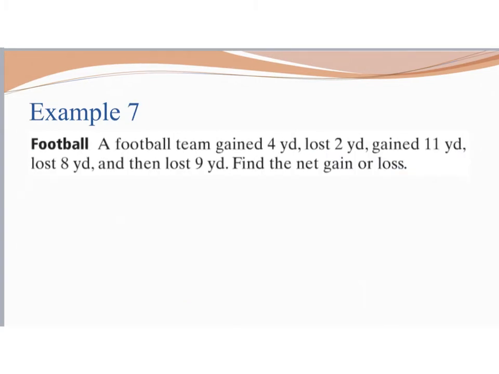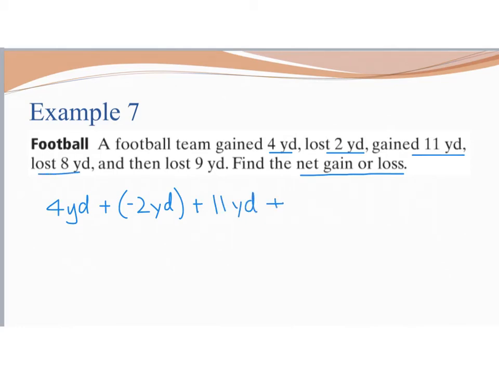Likewise, with example 7, it says a football team gained 4 yards, lost 2 yards, gained 11 yards, lost 8 yards, then lost 9 yards. So what we need to do is find the net gain or loss. So I'm just going to start out by setting this up as an addition problem. So we have a 4-yard gain, which is going to be positive. So I have a positive 4 yards, plus we lost 2 yards here. Then we gained another 11, so I have plus 11 yards. We lost another 8, so this is plus a negative 8 yards. And then we lost another 9 yards. So I'm going to add another negative 9 to this.